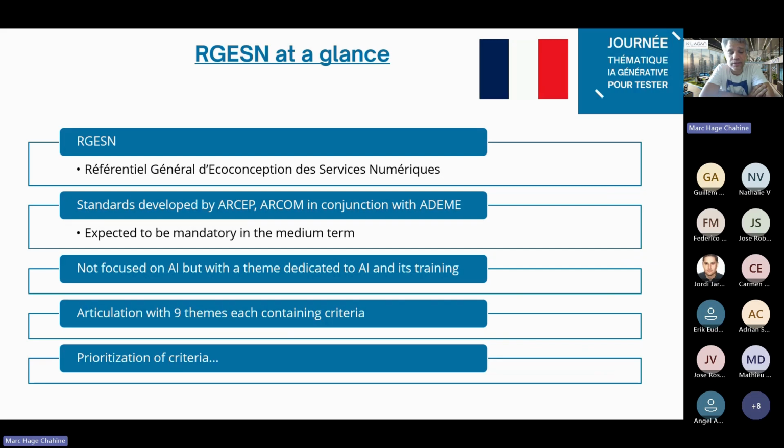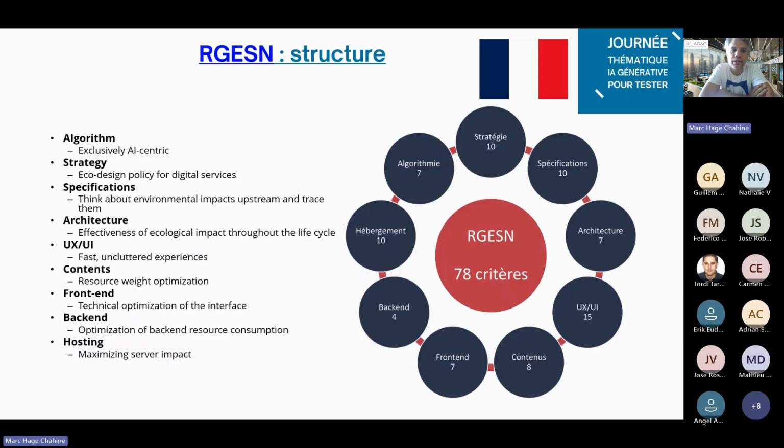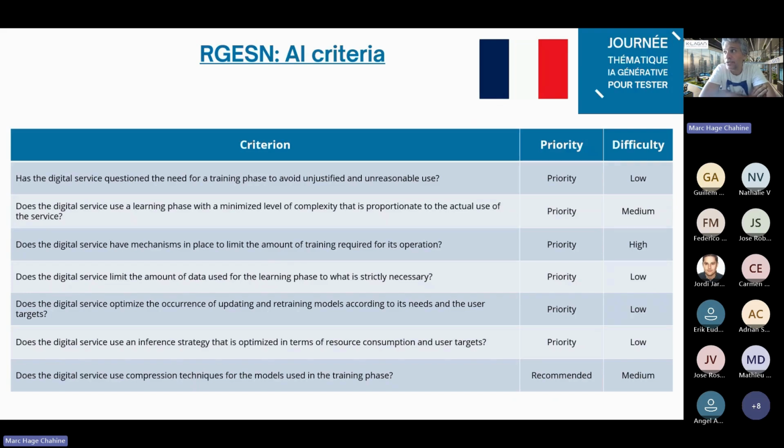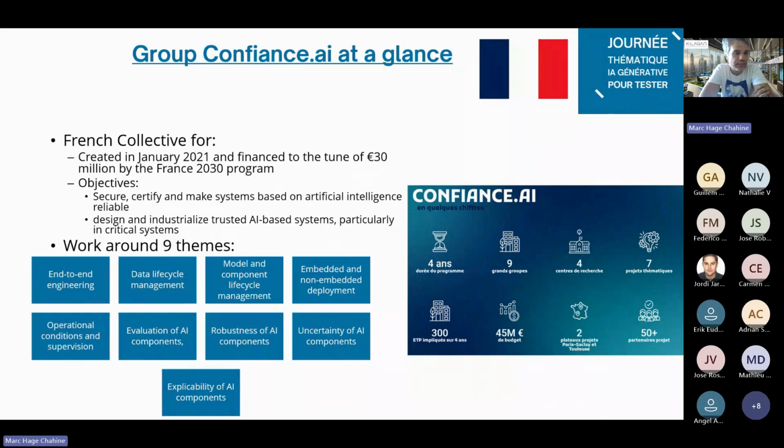There is another which is based on eco design. It's French again. It's a general referential for eco design of digital services. And it's not really linked directly to AI because there are 9 families, but all families can work on AI, and especially everything on hosting and backend. And there is one which is exclusively AI-centric, which is based on AI training. There is a group, Confiance.ai. I like this group because it's more a private group with a lot of different organizations, and they work on the implementation of AI and making it work.